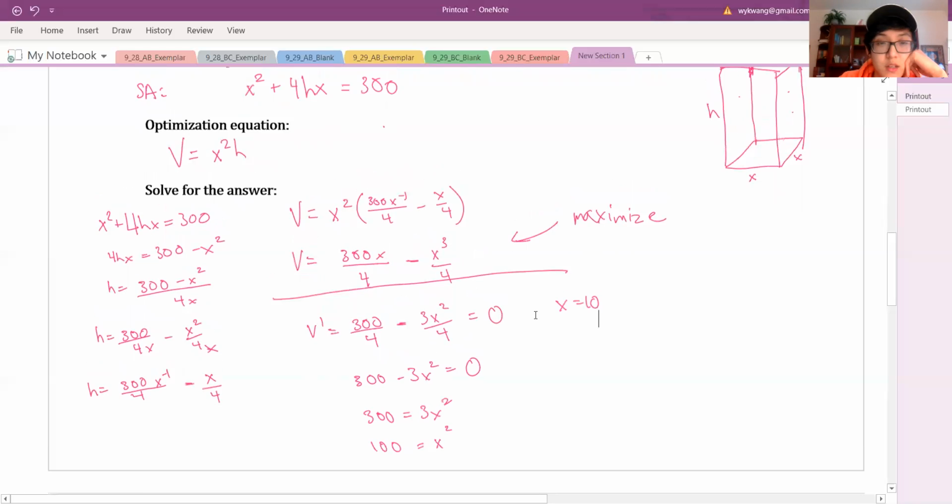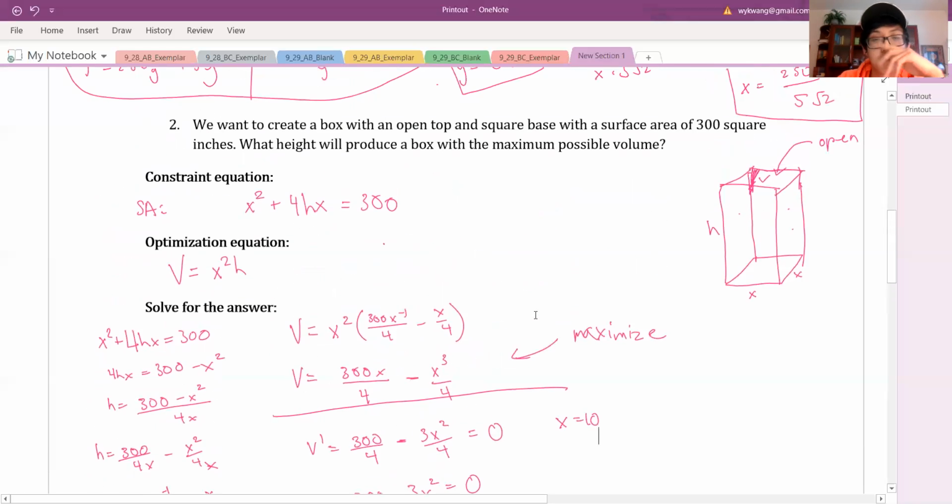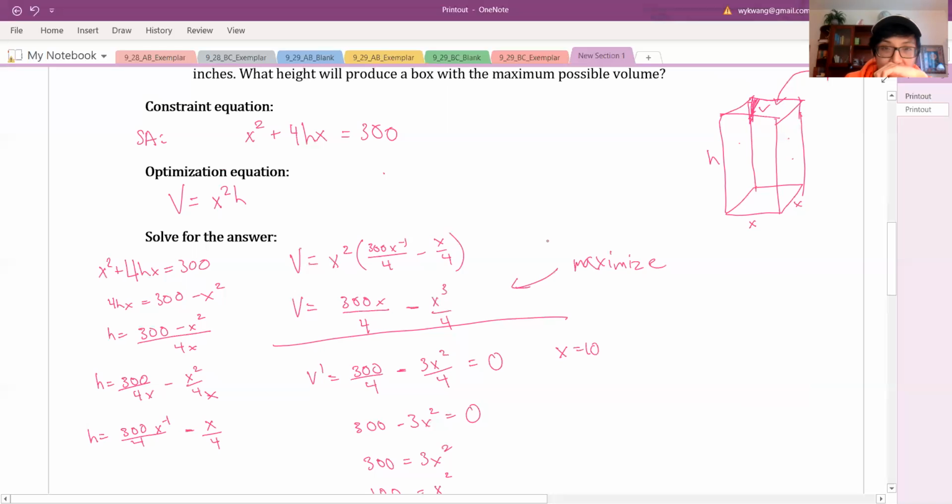Now the question is, is this a maximum or a minimum? Right, so let's see, we put x equal to 10. Let's plug in something over here. Let's plug in 0, right? So we got to plug this into V prime. We got to plug into the derivative equation, right? So 0 is actually going to go into this equation right here.